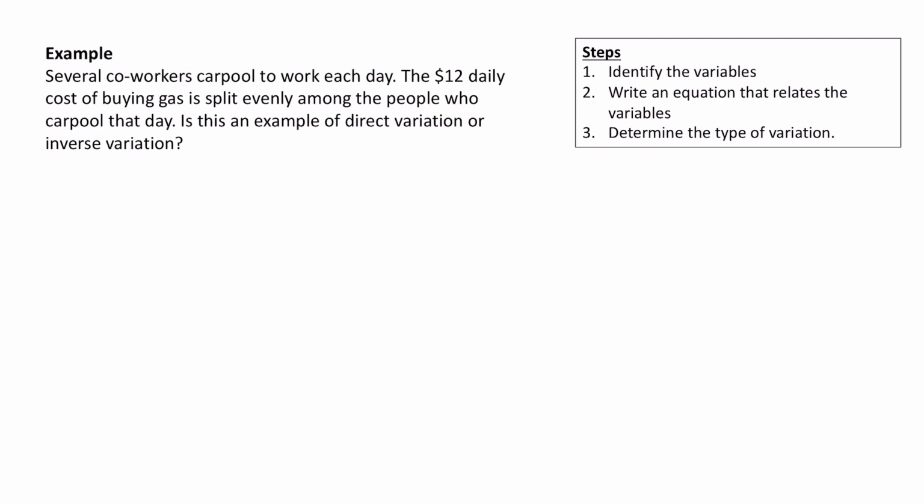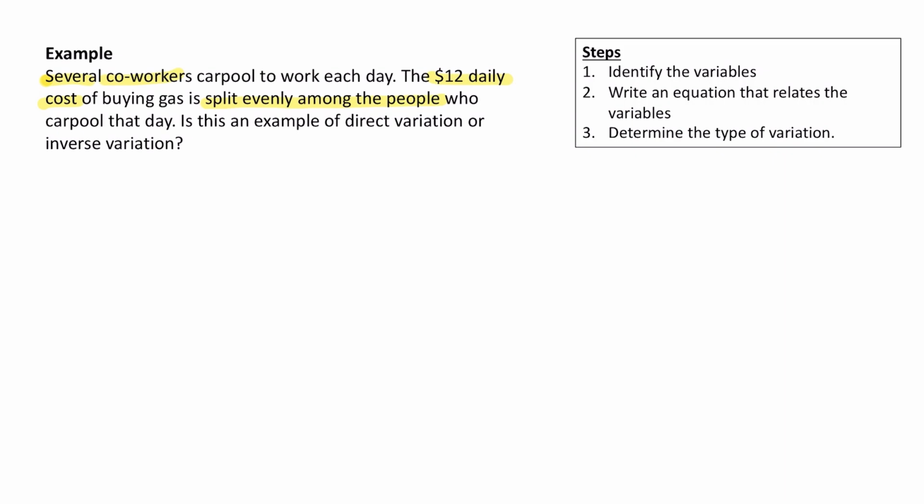So in this problem, it says that several co-workers carpool to work each day. The $12 daily cost of buying gas is split evenly among the people who carpool that day. Is this an example of direct variation or inverse variation? So let's see the important information we have. We have several co-workers, and there's a $12 daily cost, and it's split evenly among the people, and we need to figure out direct variation or inverse.